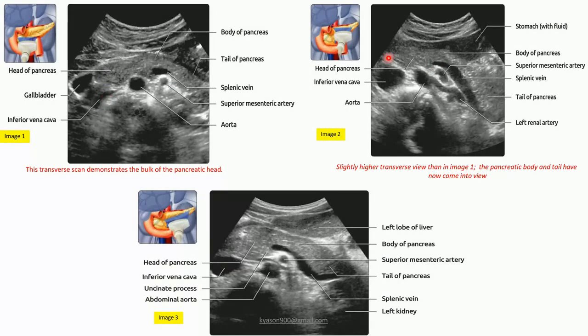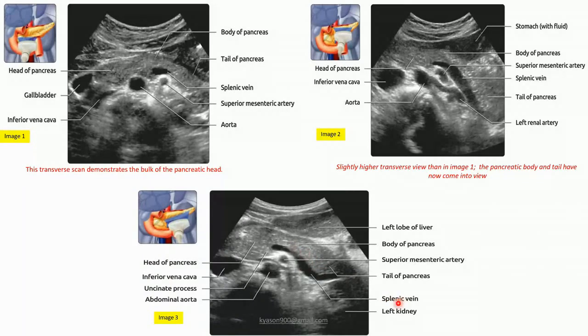In this image, you can see we are going more to the left. You can still see part of the head of the pancreas, and then you can see more of the body of the pancreas. And behind it, we've already mentioned, we have the splenic vein. You can see it in a better shape here. The abdominal aorta, the superior mesenteric artery, all those are relations of the body of the pancreas. Then in this image, we are still seeing the same structures: the splenic vein behind the body.